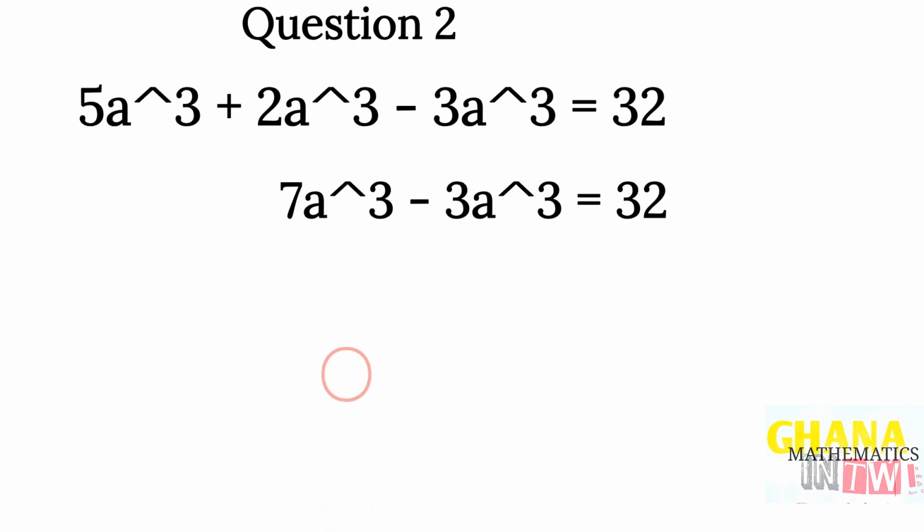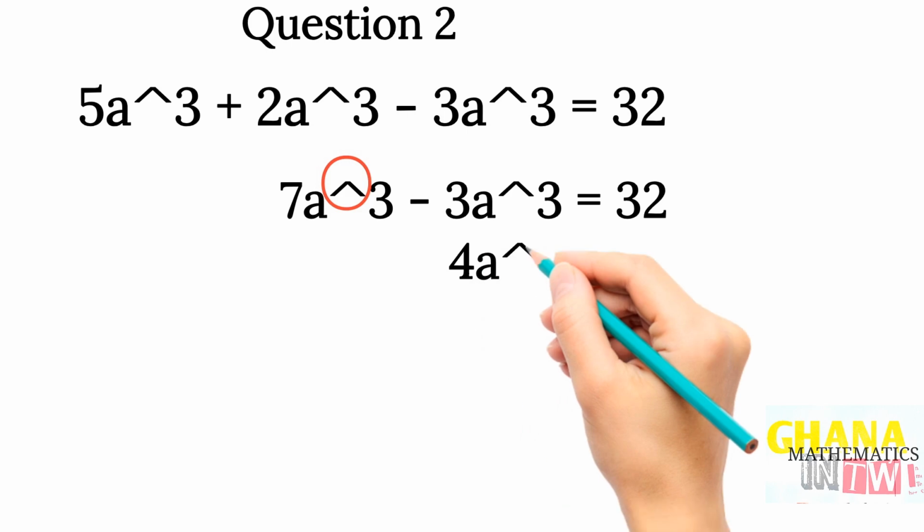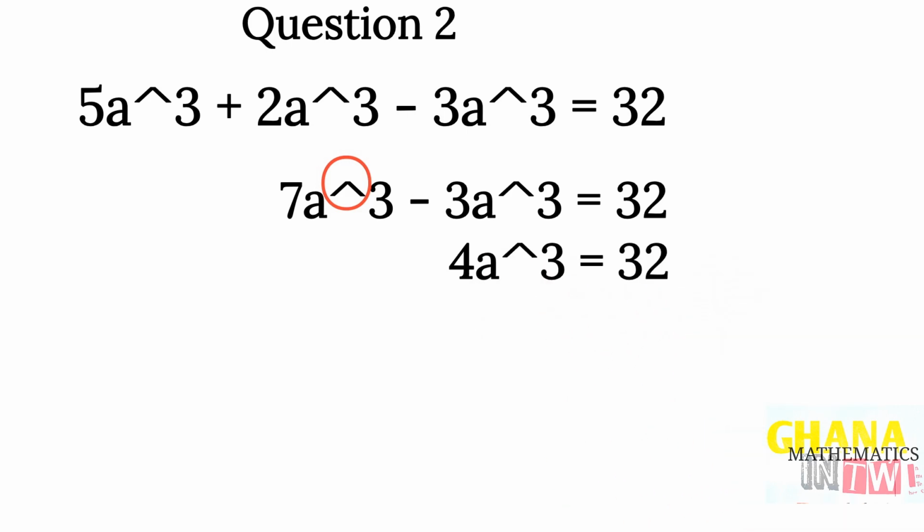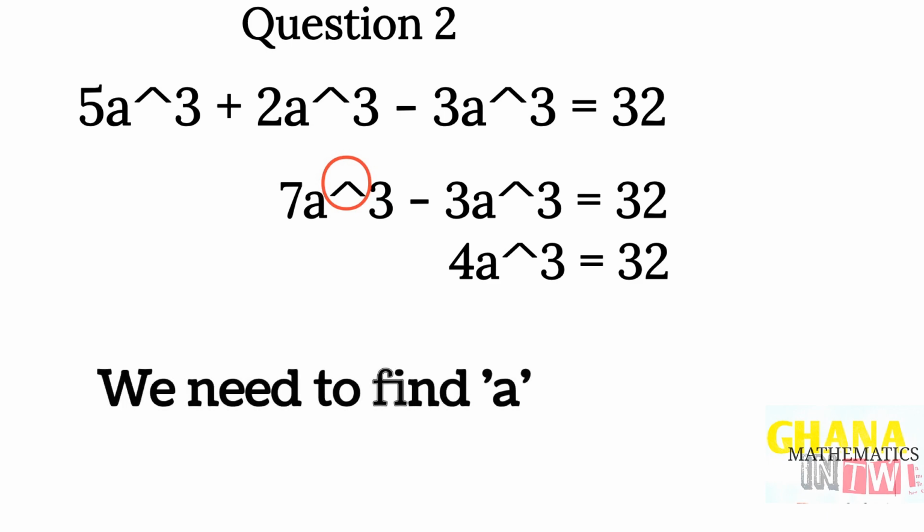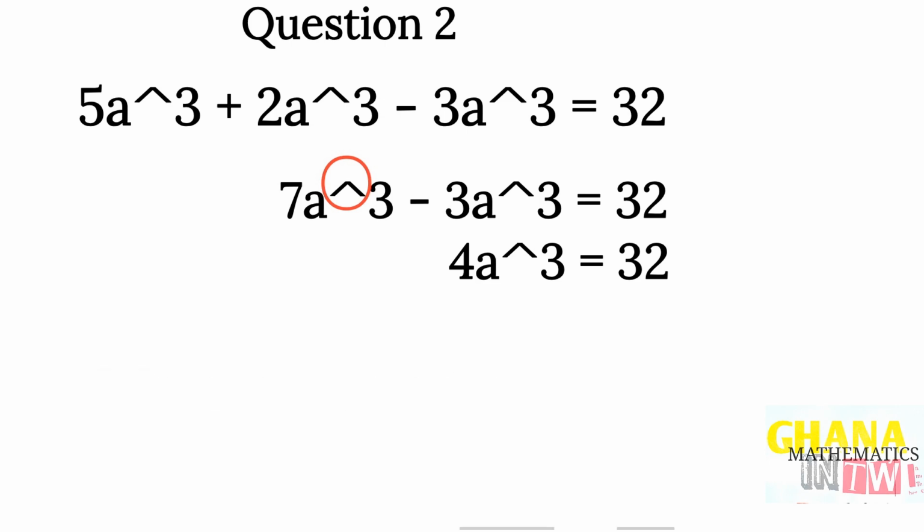So I'm repeating, I'm talking about this sign. It is the power. So 7a raised to the power 3 minus 3a raised to the power 3. 7 minus 3 is 4. So it will be 4a raised to the power 3 equals 32. We have to find a. So we have to divide both sides by 4.